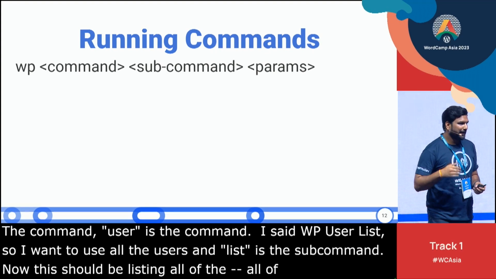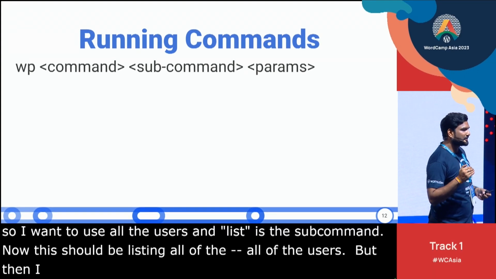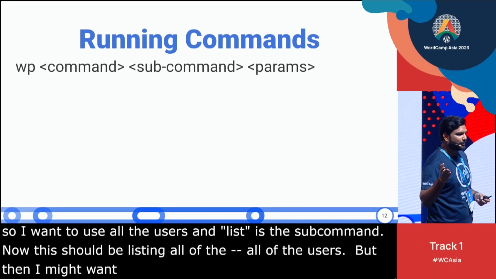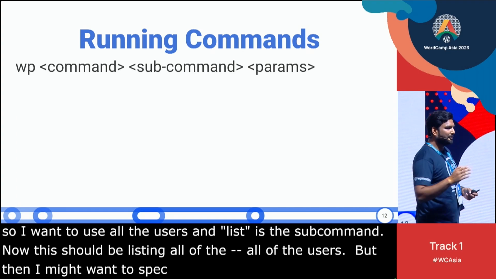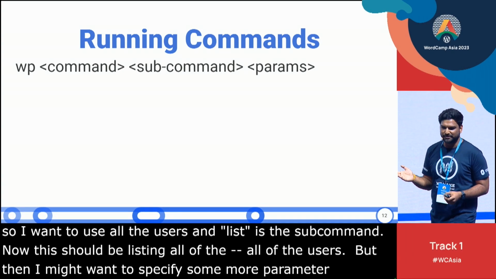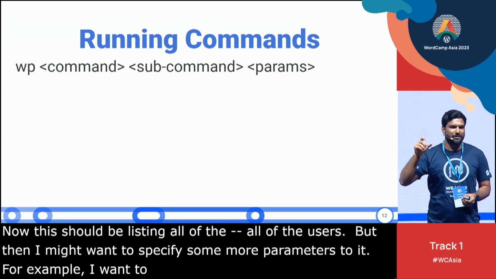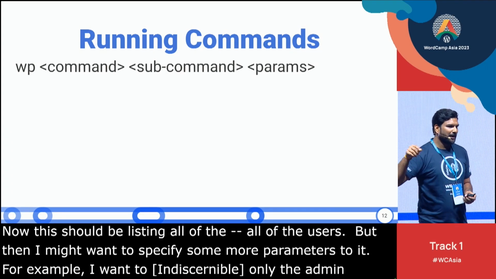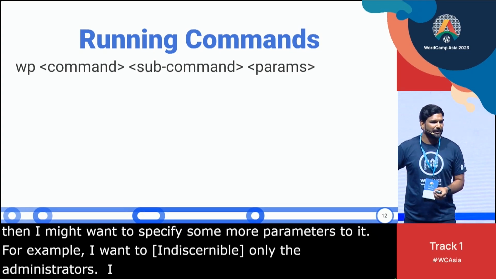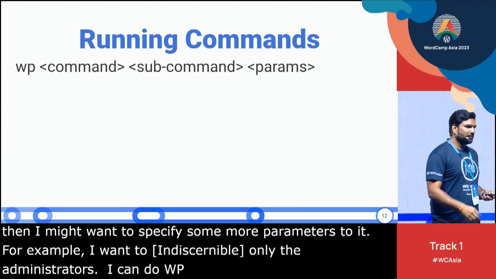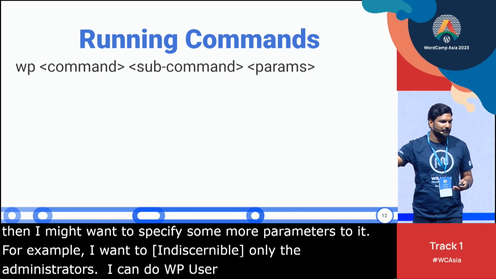But then I might want to specify some more parameters to it. For example, I want to list down only the administrators. So what I'll do is WP user list --type=administrator. So similarly, this is how the commands work.